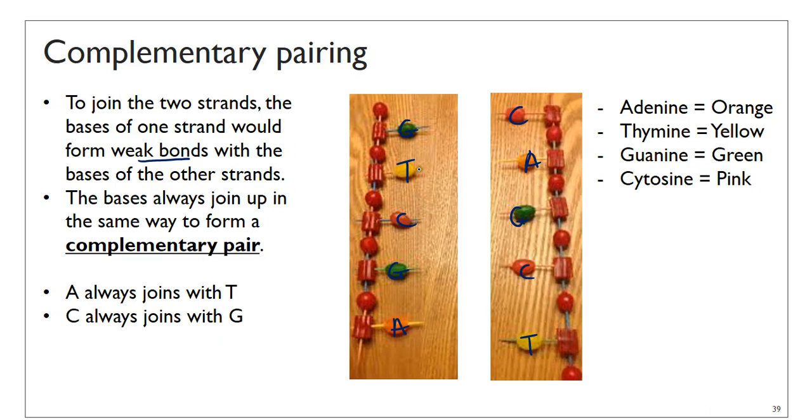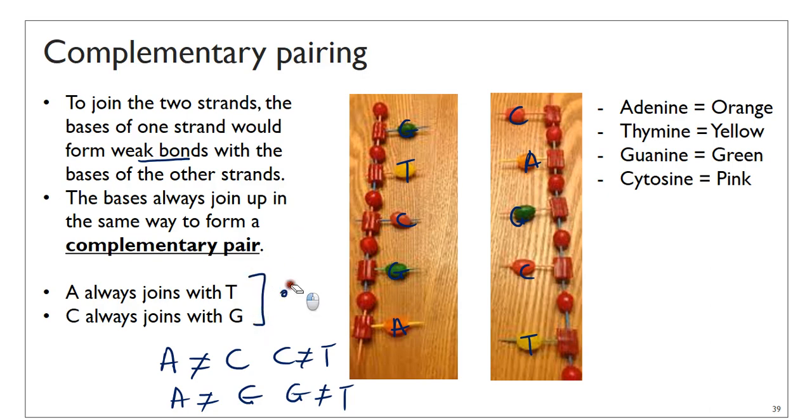So you will never have a situation when the A joins with the C, or the A joins with the G, or C joins with T. And G cannot join with T either. So you will never have these pairings. It's always A to T and C to G. That's a very, very unique part of DNA, and this is complementary pairs or complementary pairings.